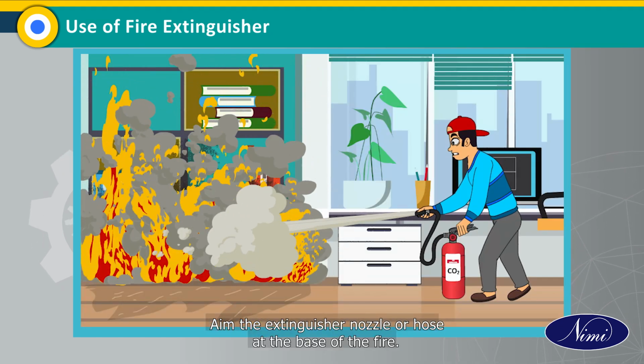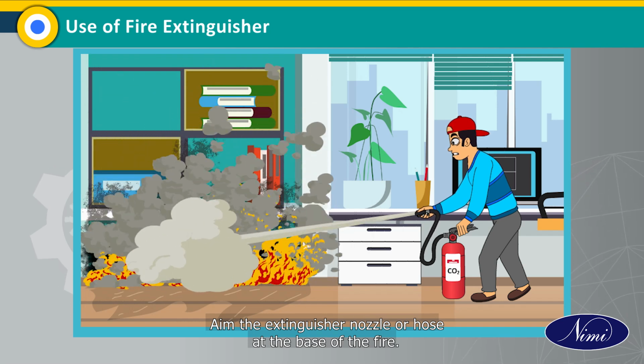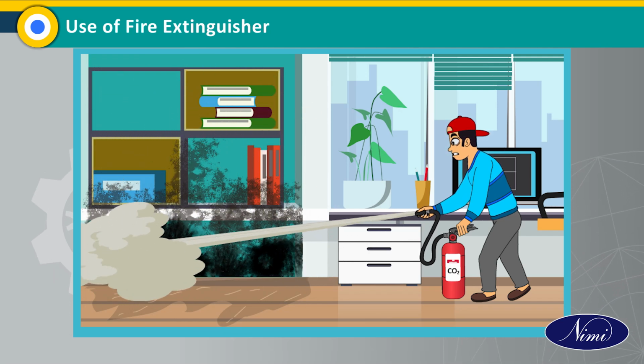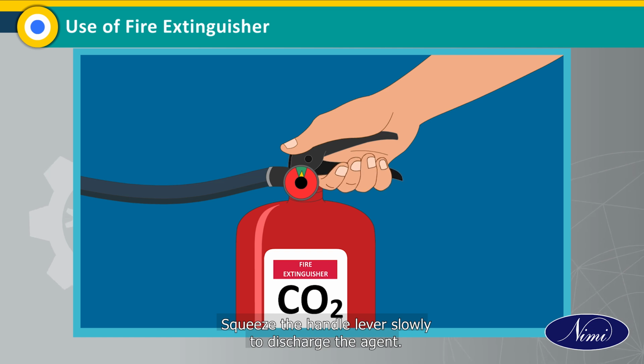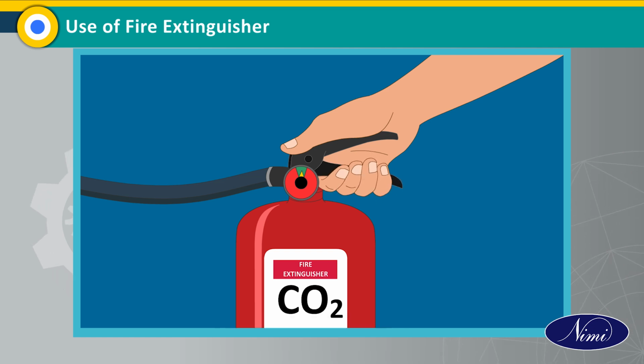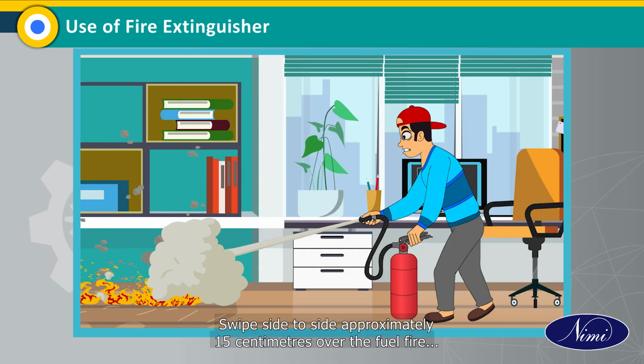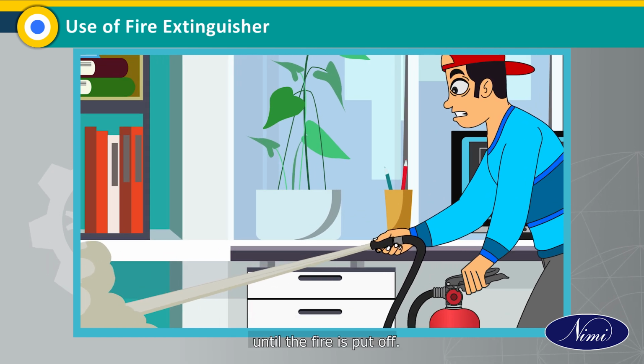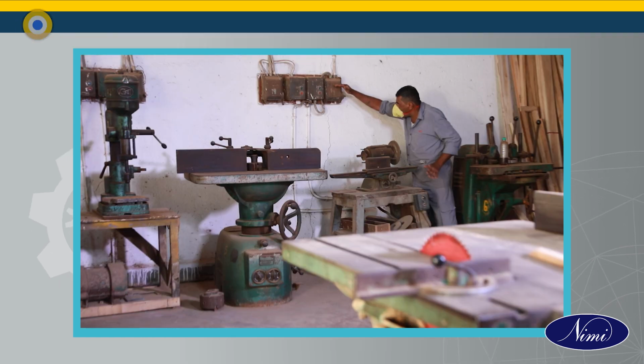Aim the extinguisher nozzle or hose at the base of the fire. This will remove the source of the fuel fire. Squeeze the handle lever slowly to discharge the agent. Sweep side to side approximately 15 cm over the fuel fire until the fire is put out.